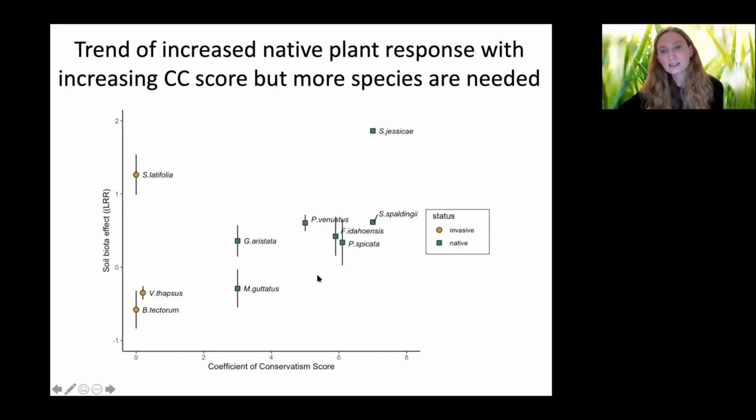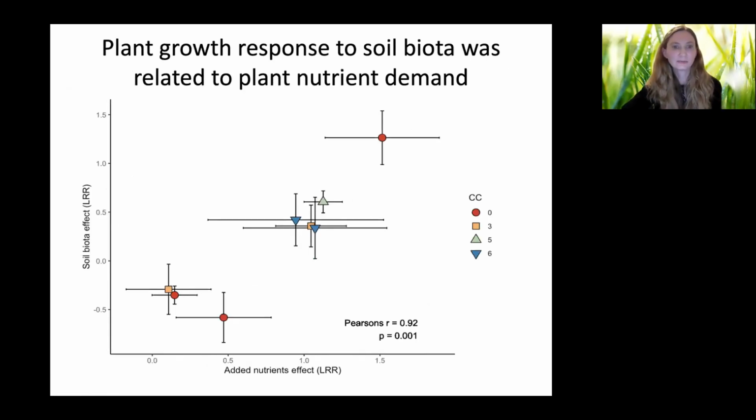So what we'd like to do next is fill in this area more with some of these more later successional, rare, or endangered plant species to see if that follows the pattern that we are expecting.